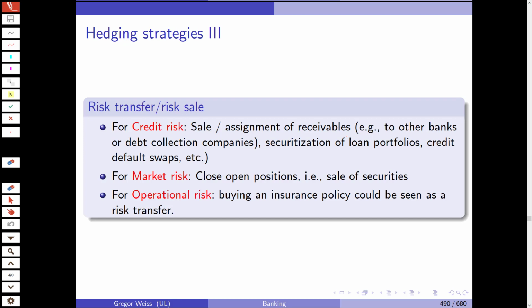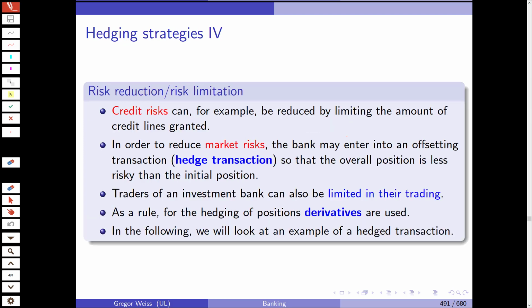And for operational risk, you can buy an insurance policy. And that is also part of a risk transfer. Why? You're not really changing the risk. You're not making it larger or smaller. You're simply selling it off to another market participant. You're transferring it to, in this case, the insurance company. Now, risk reduction, risk limitation is yet another way of dealing with risk.